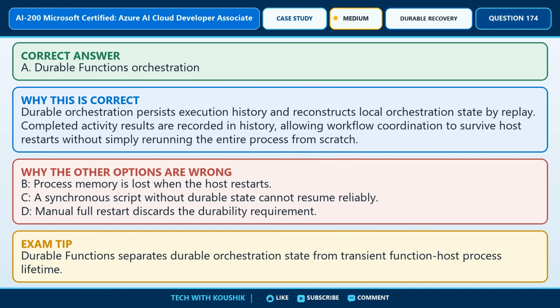C, a synchronous script without durable state cannot resume reliably. D, manual full restart discards the durability requirement. Use this elimination rule in the exam. Durable functions separates durable orchestration state from transient function host process lifetime.